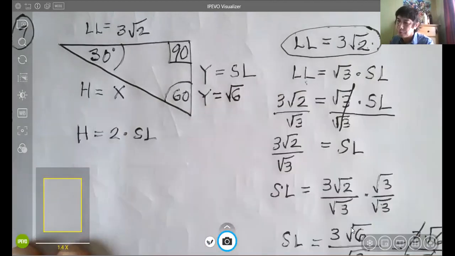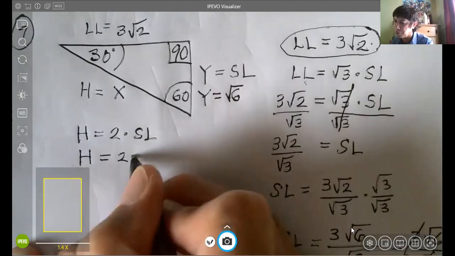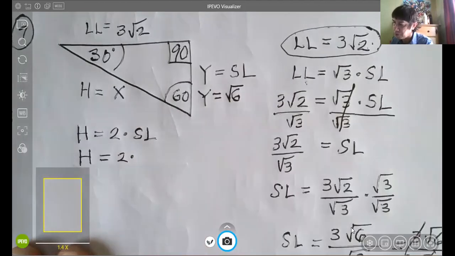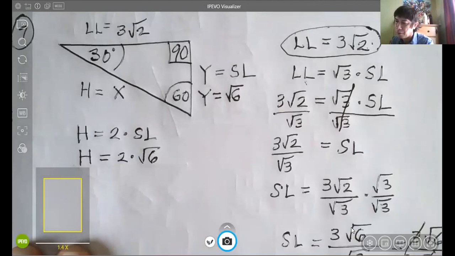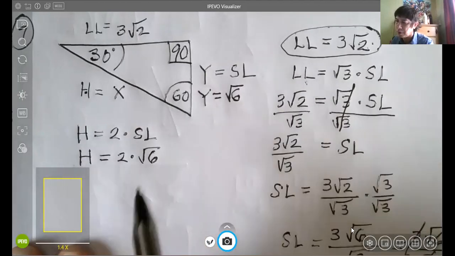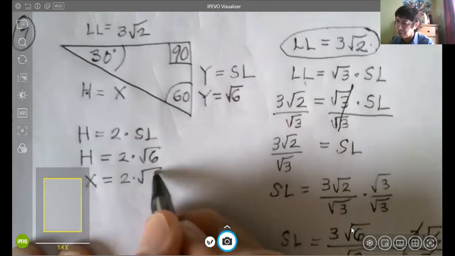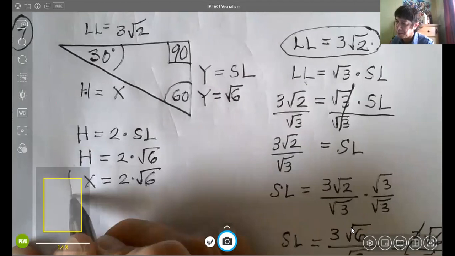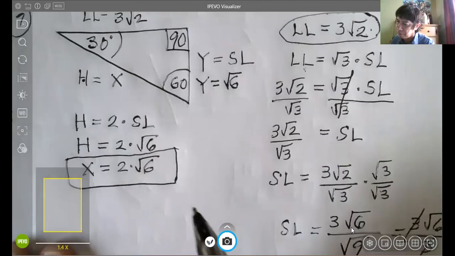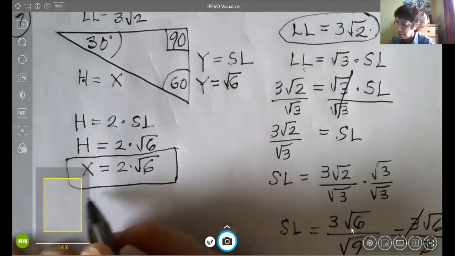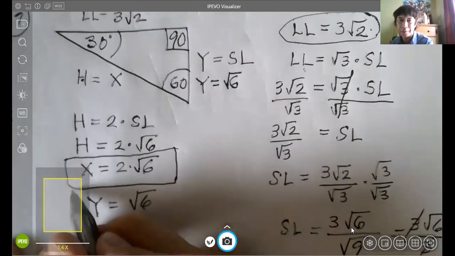There. So this will be h equal to 2 times the shorter leg, which we already know, and that is square root of 6. There. And so our h is 2 square root of 6, which is also our x. 2 times square root of 6. That must be our hypotenuse there. And our y, which is the shorter leg, is square root of 6 there.